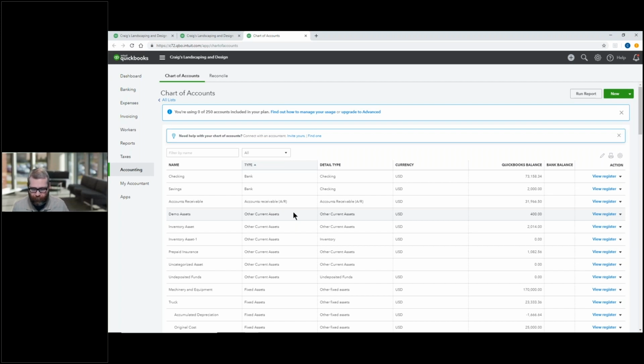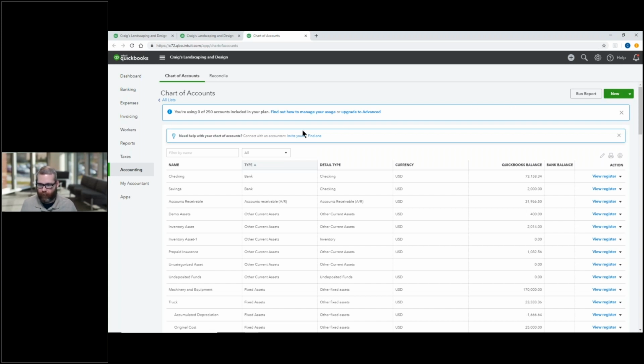Now, the way for us to enter a new account on the chart of accounts is to click New right here. Super easy for us to add a new one on here. But before you do that, it's really a good idea for you to consider what sort of an account you're going to even try to set up. We've got a couple of tools for you.